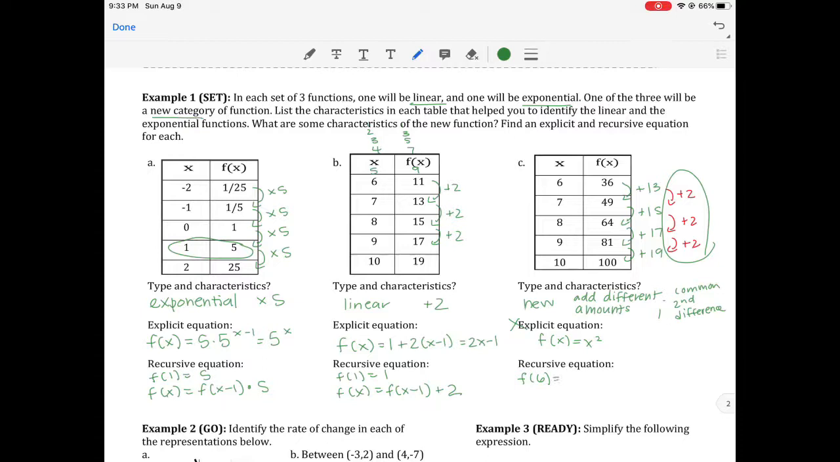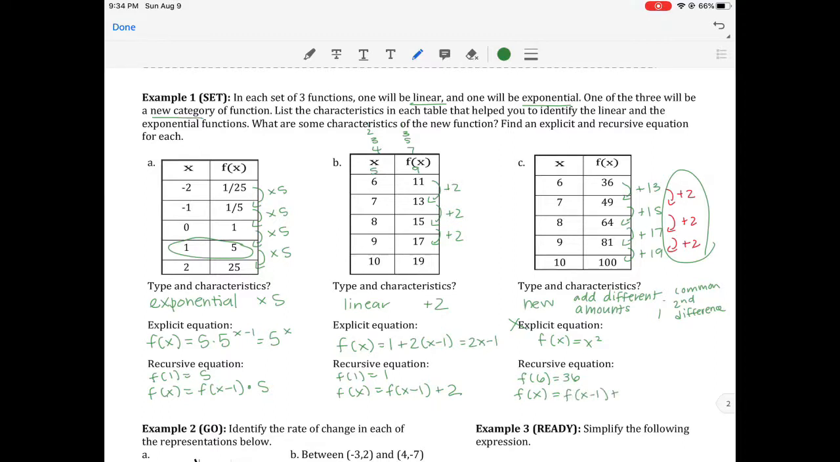Or, if you want like a little trick to make life easier, you could actually start a recursive equation at the 6th term. So do f of 6 equals 36. And that's the same with what we did in part B. You could have done f of 6 was equal to 11 rather than f of 1 equals 1. But here it may just be easier to start at the 6th term. And then we can do f of x equals the previous term.